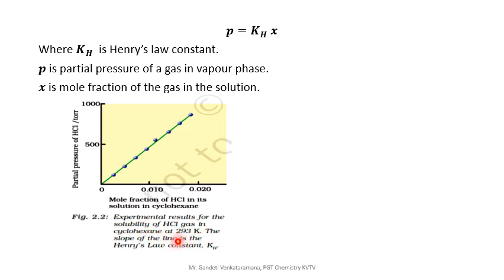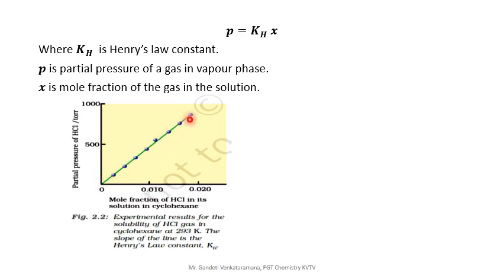The slope of the line is the Henry's law constant KH. Now check here partial pressure and mole fraction. Mole fraction is taken on the x-axis, partial pressure is taken on the y-axis for the HCl. So when the mole fraction of the HCl increases, the partial pressure also increases. Look at it, when mole fraction increases, the corresponding partial pressure of the HCl increases like this.